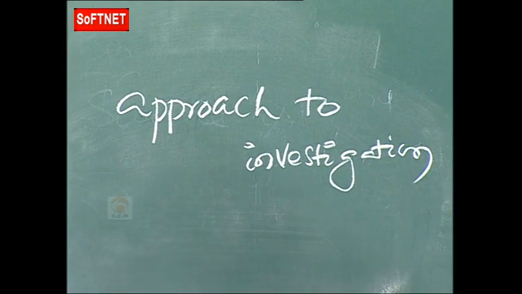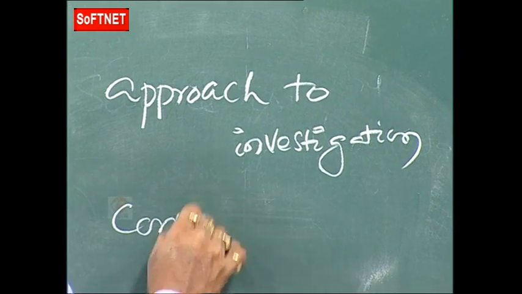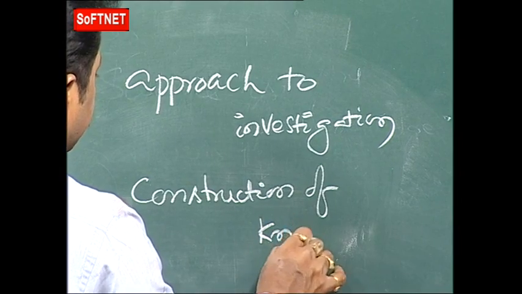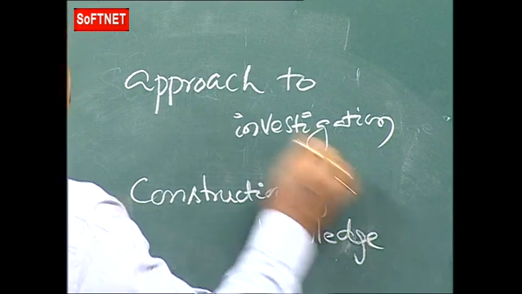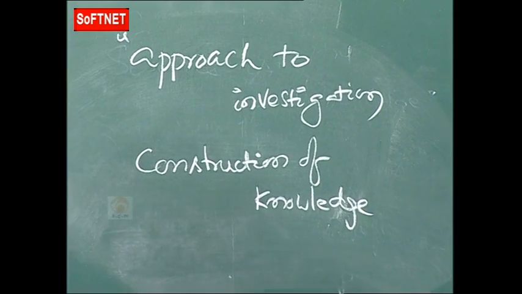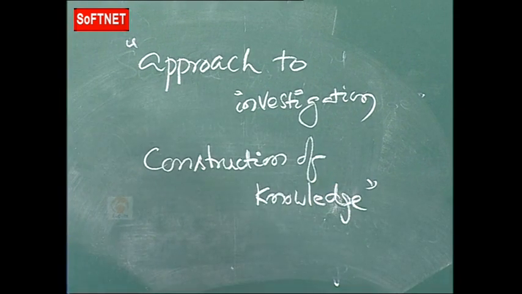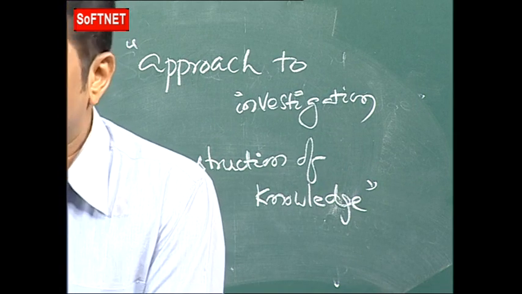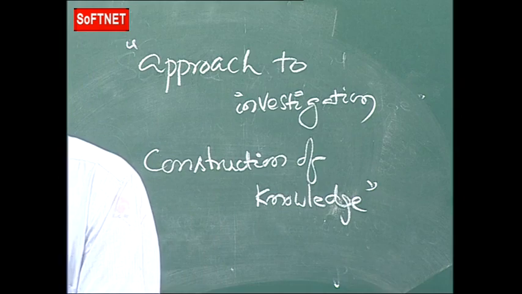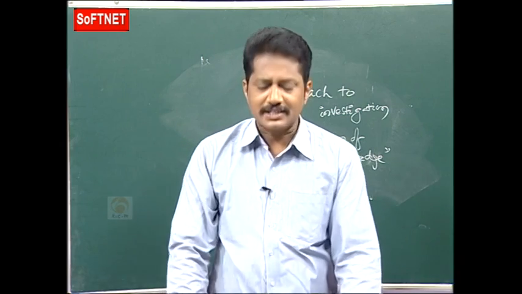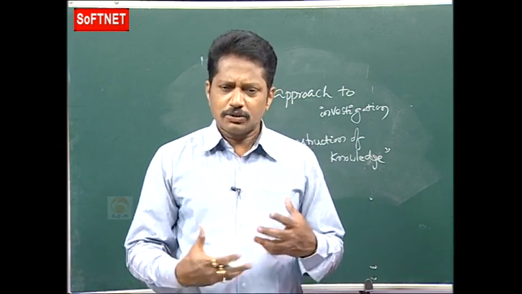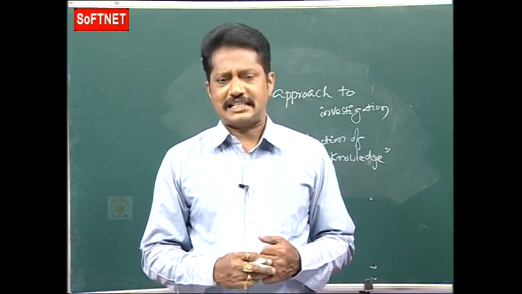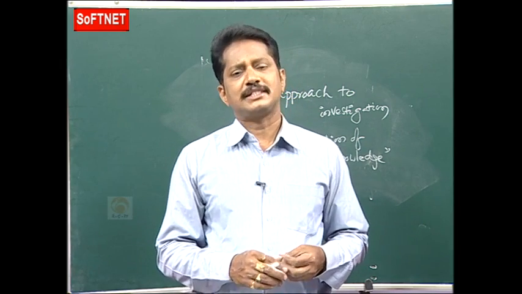Approaches to investigation and construction of knowledge. Clear? So these are the very important points on the nature of science. So here actually the science is an approach. The science is an approach to investigation, very important, and a process of constructing knowledge. So through investigation they have to identify their observations in a scientific manner. Finally they have to construct the knowledge.